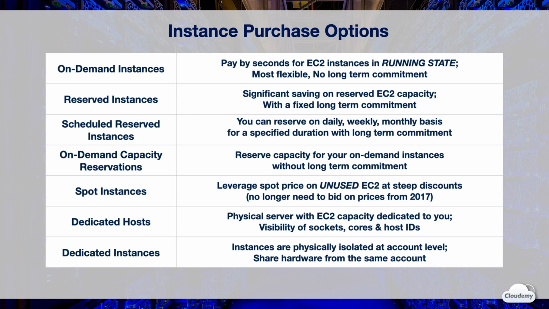Dedicated hosts are physical servers with EC2 capacity that are dedicated to you only. You have visibility on sockets, cores, and host IDs. You have control over how instances are placed on a physical server. Dedicated hosts allow you to use your existing per socket, per core software licenses, such as Windows Server, Microsoft SQL Server, and Oracle Database. Dedicated instances are instances physically isolated at the account level. However, you might share hardware with other instances from the same AWS account.